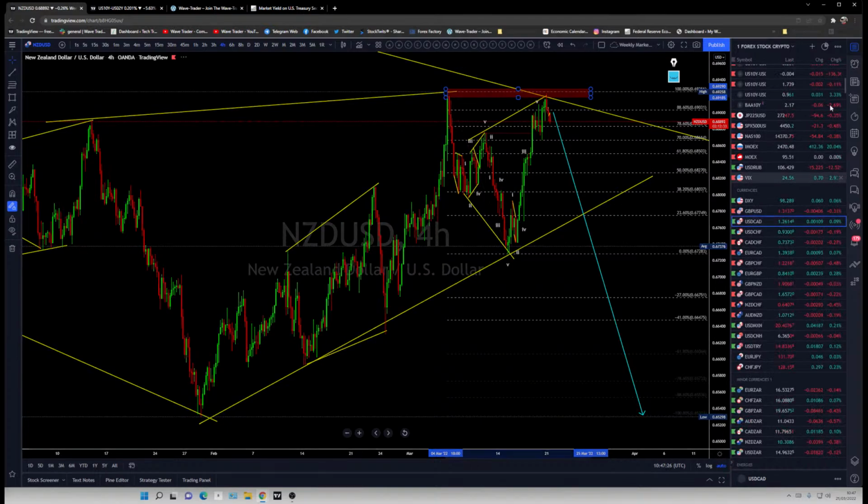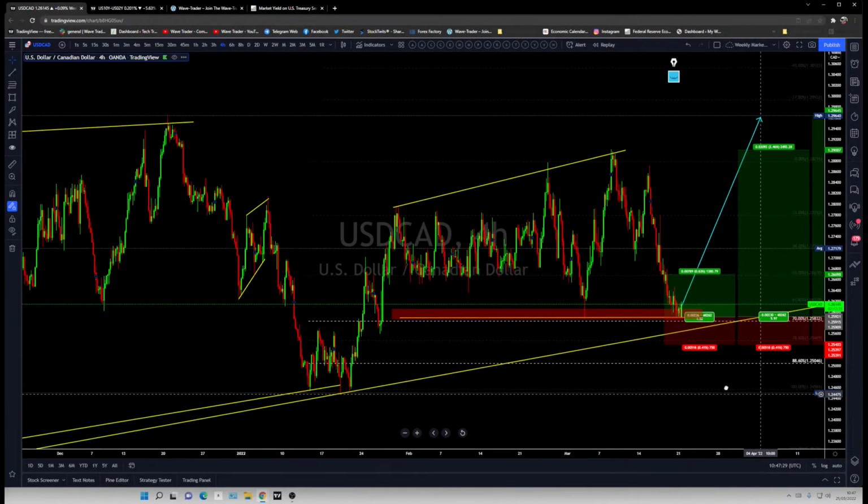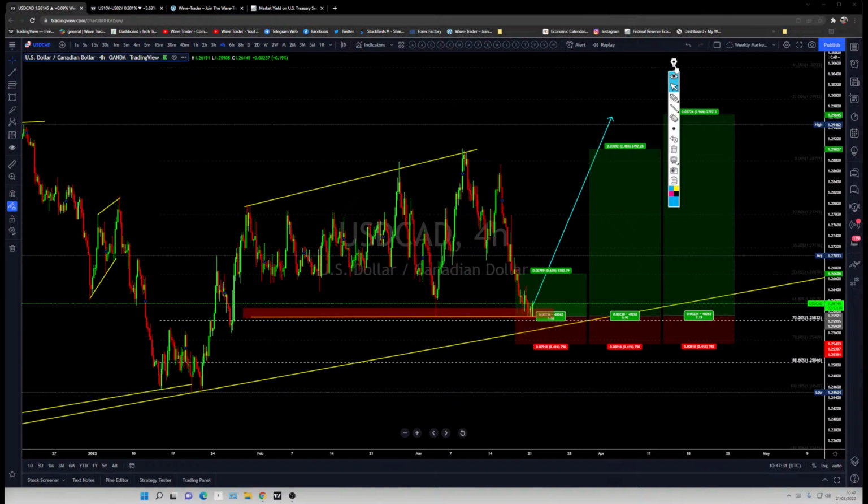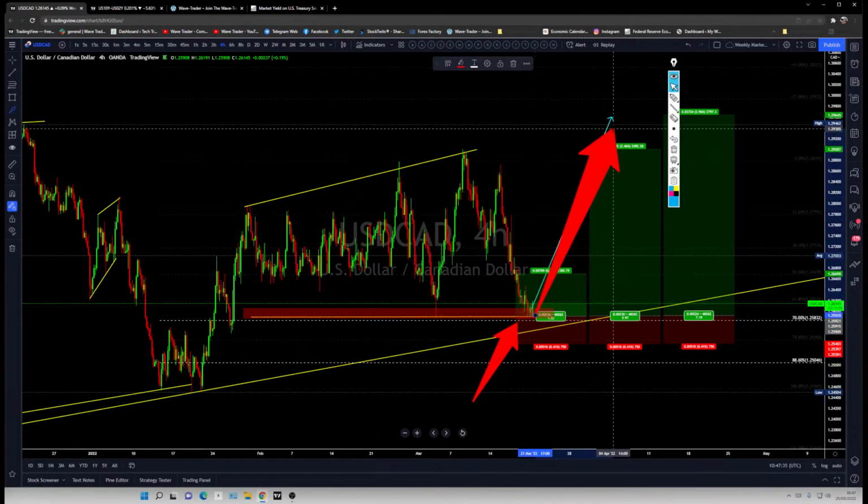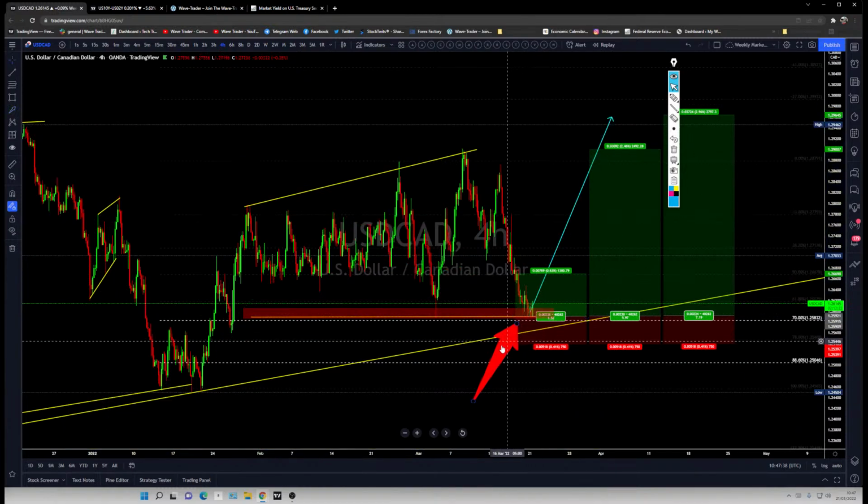All right, so if I look at the dollar CAD, you're looking for dollar CAD to bounce off that previous low and continue rising for more upside. Hold this previous low and continue rising all the way back to this previous top.